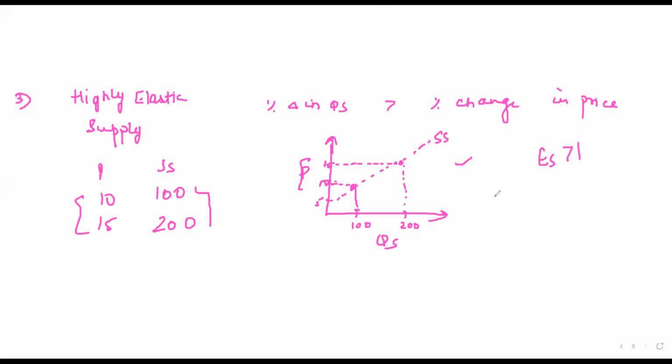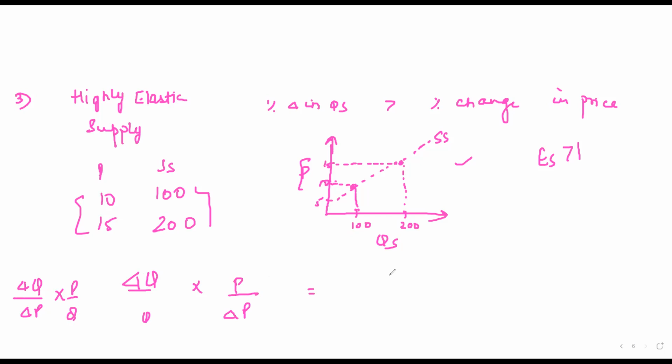Now, why will ES be greater than 1 in this case? Because the percentage change in quantity supplied will be more than the percentage change in price, right? So the numerator becomes larger. When we calculate elasticity, the numerator will become larger and ES will be greater than 1. You can even find it out if you want, right? You can find out by, let's try by proportionate method. So delta Q on Q into P upon delta P. You can also write like this, delta Q upon delta P into P by Q, either way, right?